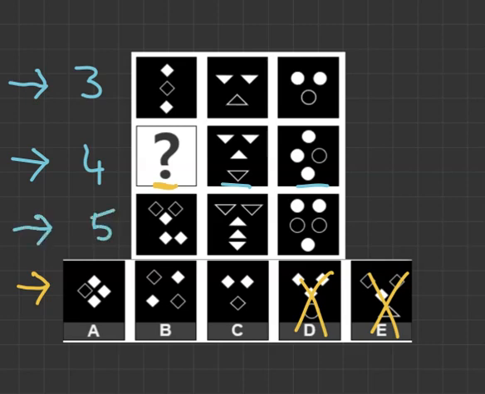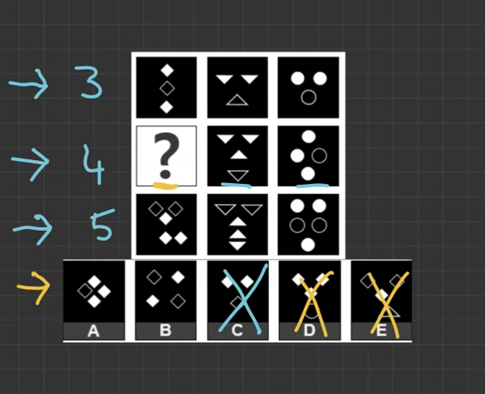So now I'm going to look at my options again. And I can take out option C because it's only got 3 shapes when we're looking for 4. So now we're left with A and B. A has 3 white shapes and 1 black, and B has 2 black and 2 white.